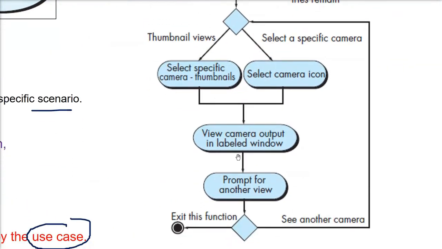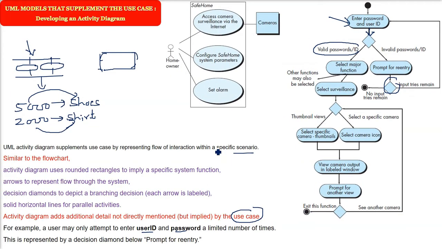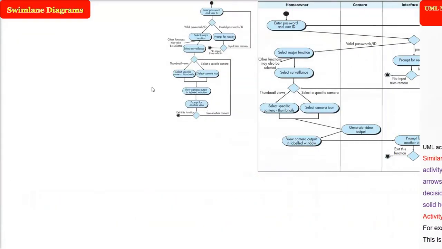Finally, we view camera output in a labeled window and then prompt for another view. If you want to see again, then we loop back to the diamond above. Otherwise, we exit this function. This is how we have added an activity diagram to the use case.